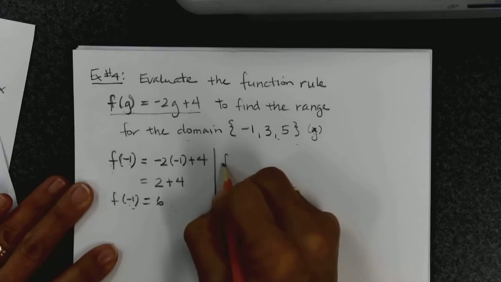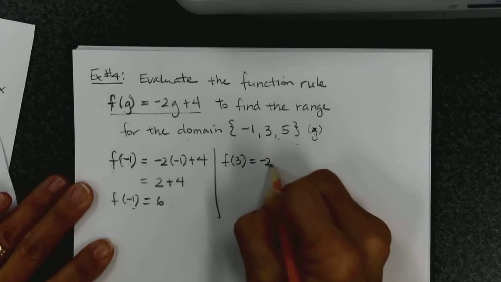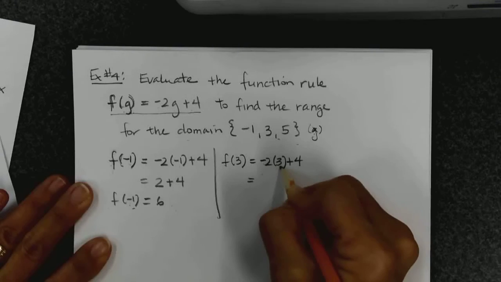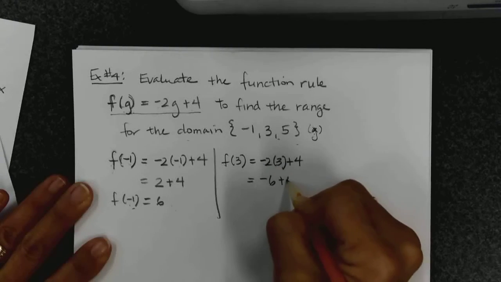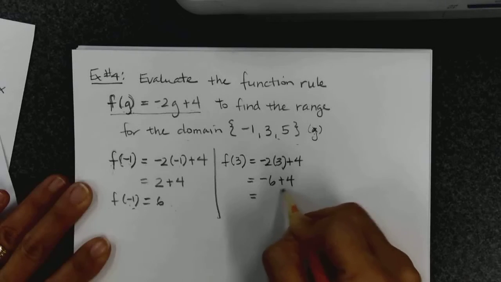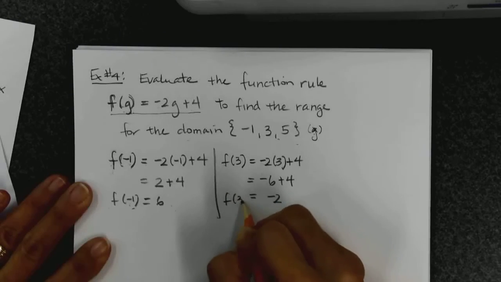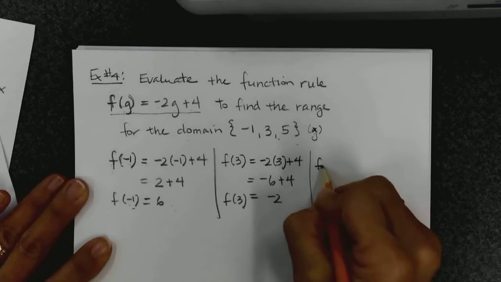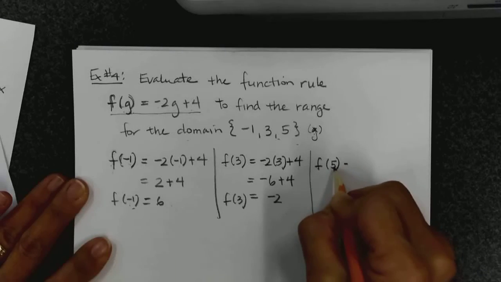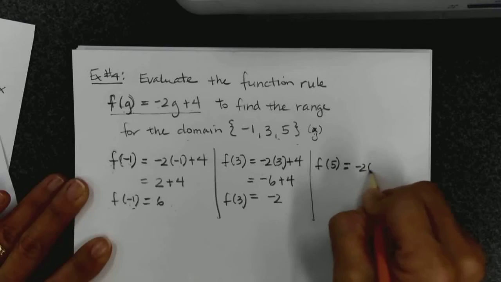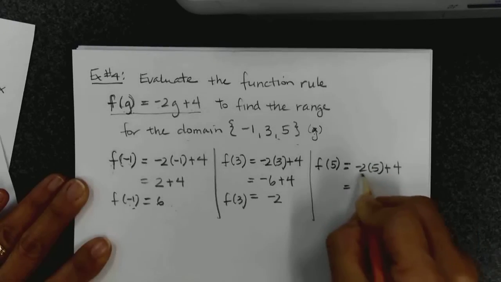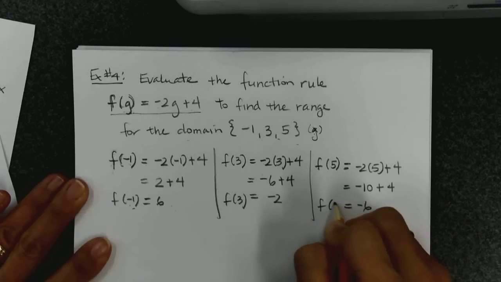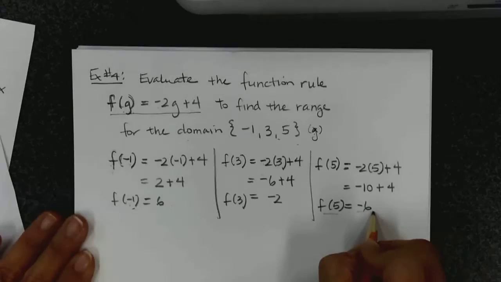And then you plug in the next one. When g is 3, so negative 2 times 3 plus 4. Negative 2 times 3 is negative 6, plus 4, and negative 6 plus 4 is negative 2. So when g is 3, the function is equal to negative 2. And the last one is when g is 5. So when g is 5, the function is equal to negative 2 times 5 plus 4. Negative 2 times 5 is negative 10, plus 4 is equal to negative 6. So when g is 5, the function is equal to negative 6.